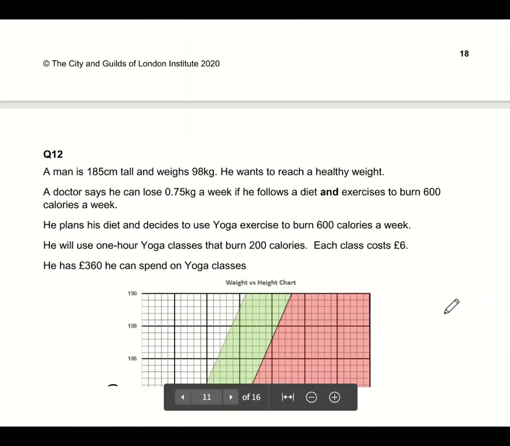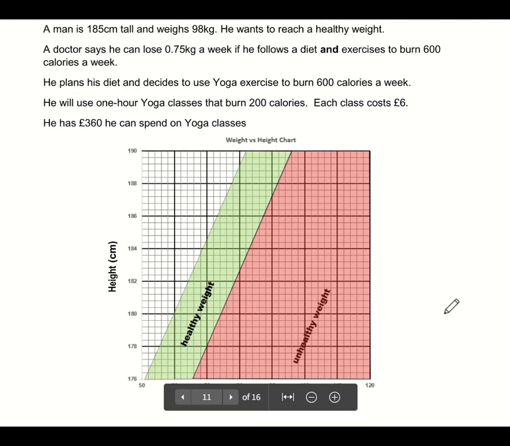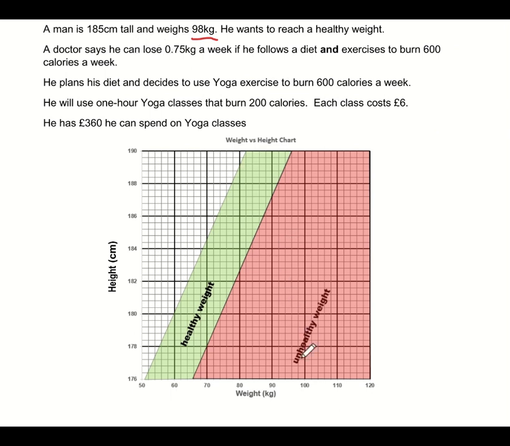Okay, so question number 12. The first thing we need to do is work out how much weight he needs to lose. So he's 98 kilos, he's 185 centimeters tall. So 185 is halfway between these two lines here. And as we go across, it hits the line here, which to me is exactly halfway between 80 and 90. So he needs to get himself down to 85 kilos. That is just a healthy weight. So 98 kilos, take away 85 kilos is 13 kilos of weight loss.